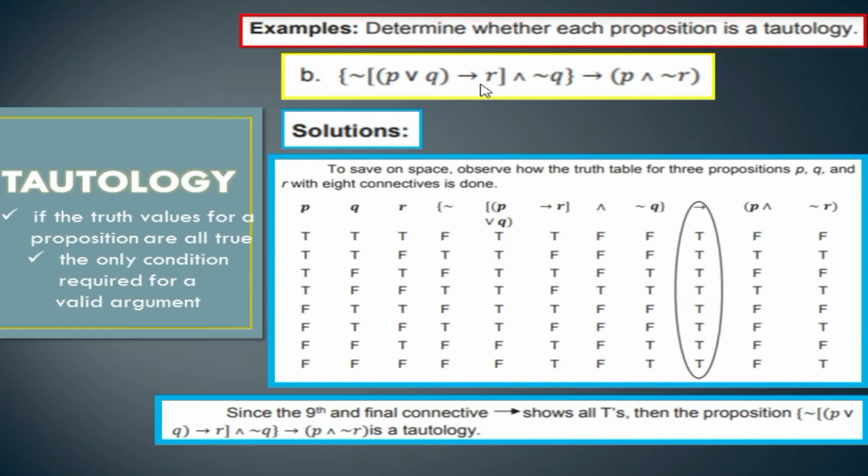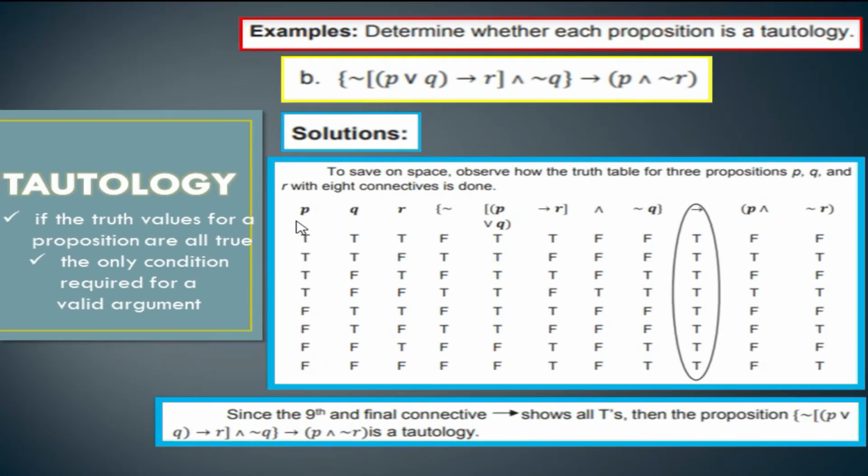So 2 to the power of 3, or 2 raised to the power of 3, is 2 times 2 times 2, that is 8. Therefore, in our table, you can see that there are 8 rows involved. Since we have 8 rows, we will divide it into 2. 4 of that will be true and 4 of that will be false. In variable Q, since we have 4 as true, we will divide it into 2. So, we have 2 of that as true and 2 of that as false.